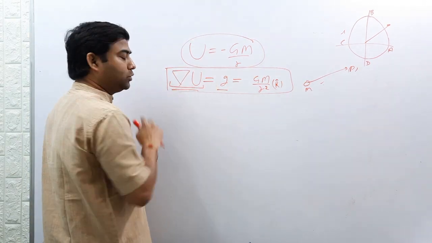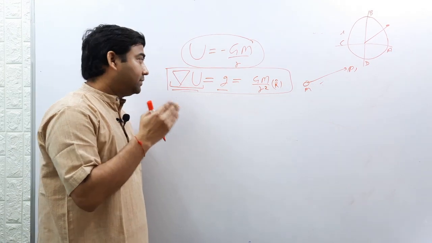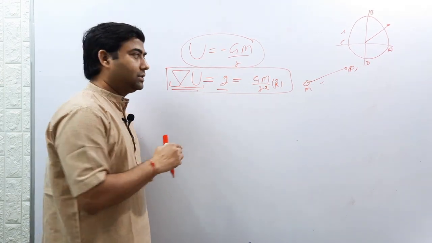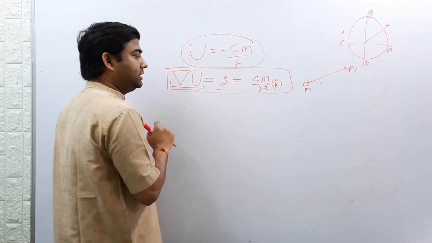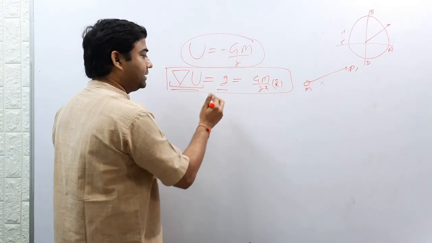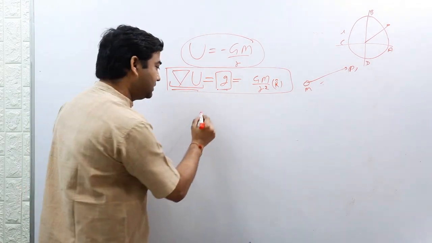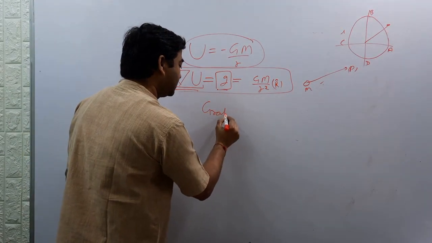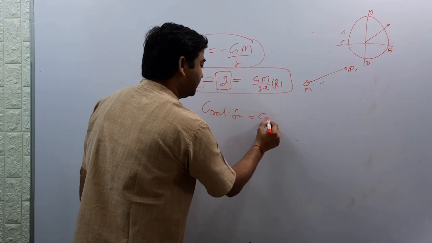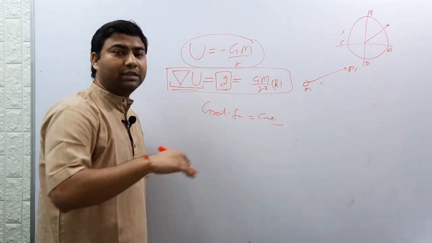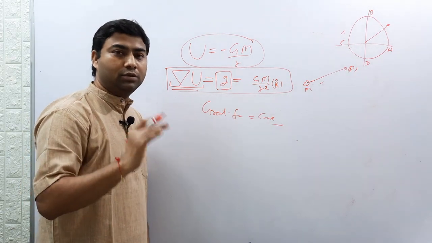G is the gradient of potential energy. That means the gravitational field is a gradient of potential energy. Because this gradient field is a conservative field, G is also a conservative field. That means the gravitational force is a conservative force. What is a conservative force? Along a closed path, its circulation is zero.